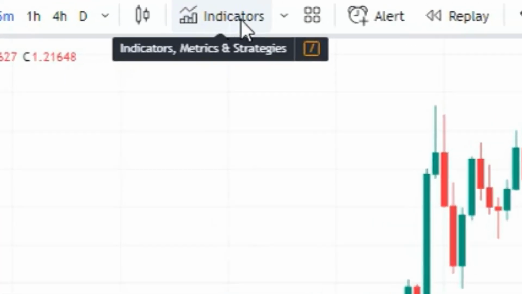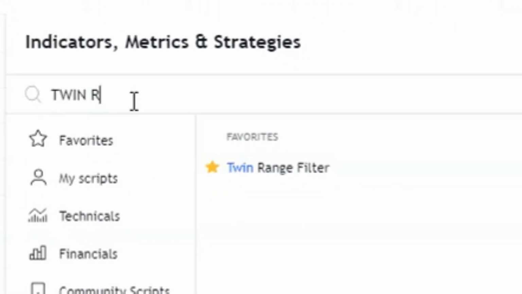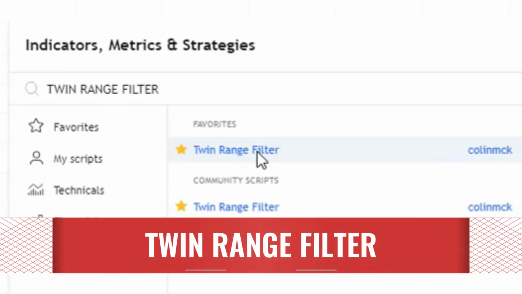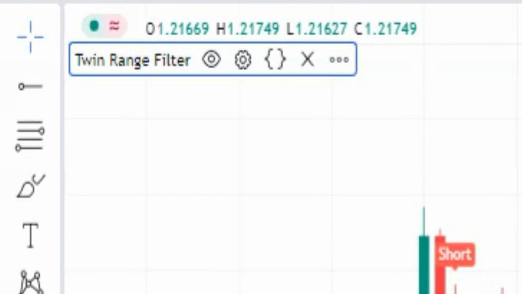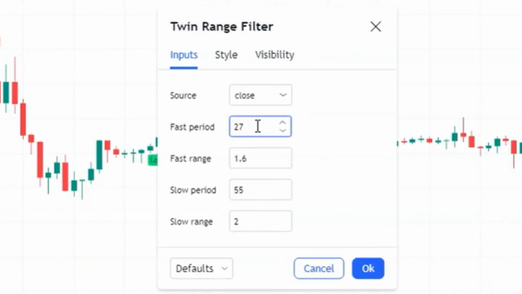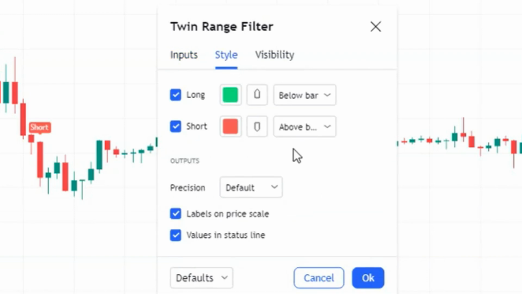First of all, we need to search twin range filter in the search box of TradingView. Then we have to click on the indicator settings. Then we have to change the fast period to 30, the fast range to 5, the slow period to 50, and the slow range to 4. Then leave the style section on the default mode.